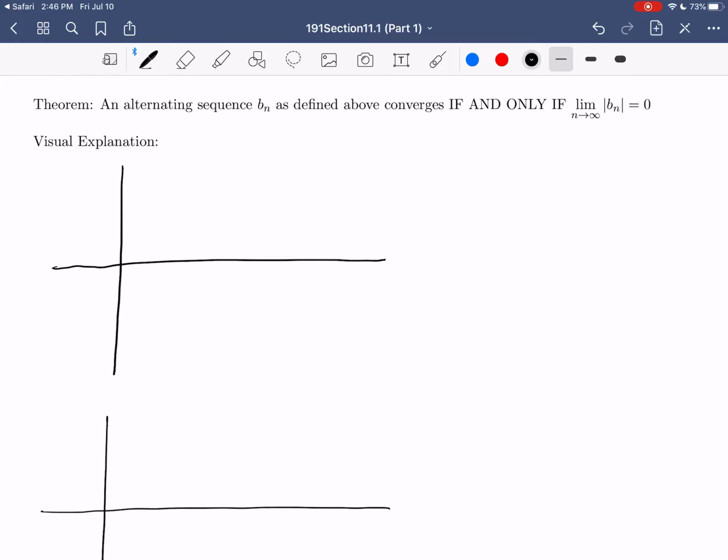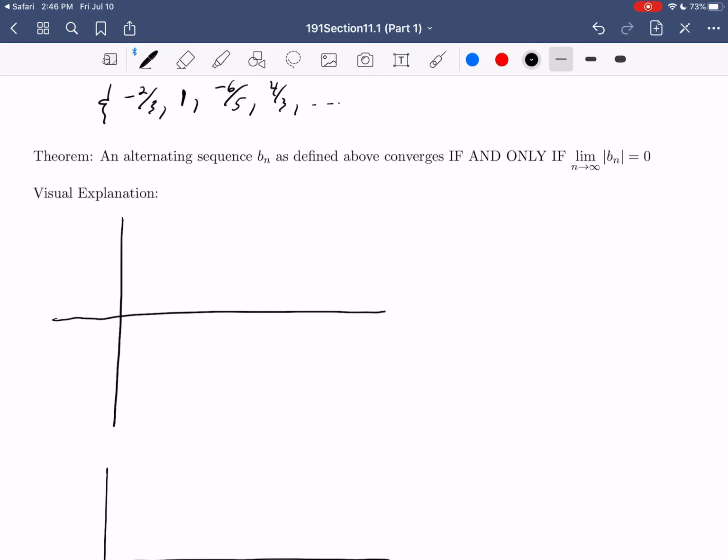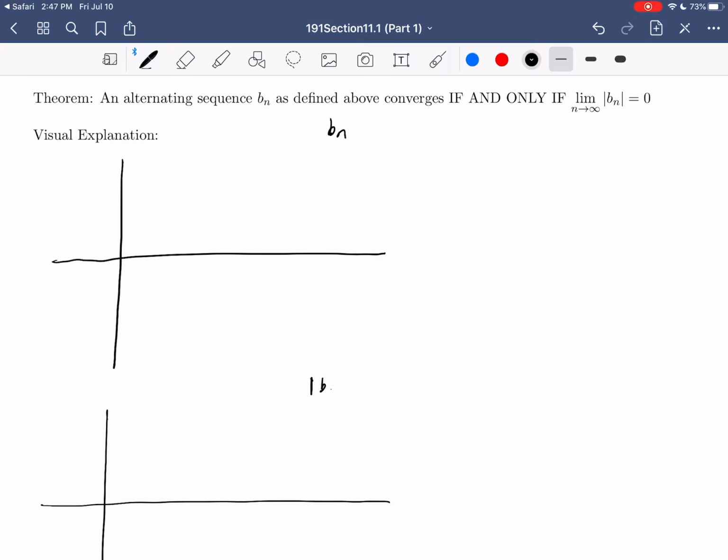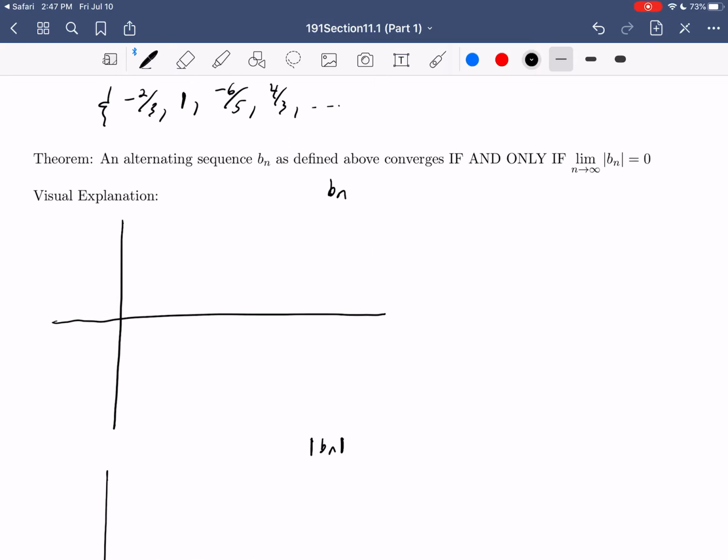Okay. So let's imagine up here I'm going to be drawing the b sub n, which is going to be the alternating, and down here I'm going to be drawing the absolute value. Okay. So let's imagine that the b sub n, this guy here, is going to actually converge. So remember, it's supposed to sort of alternate. So let's just draw sort of an alternating piece. So maybe it's here, and then here, and here, and here, here, and here, here, here, something like that, right?